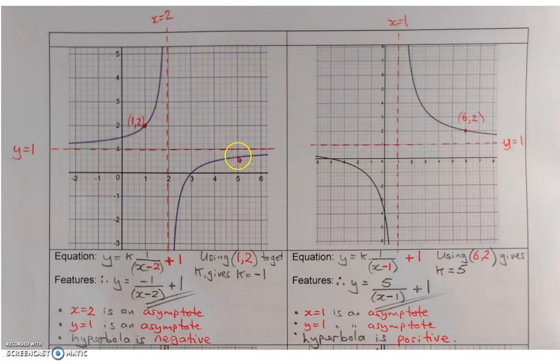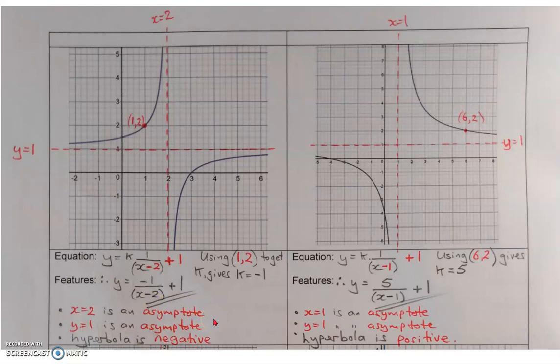If we look at the way the graph behaves going this way, we can see that it's getting closer and closer to this red dotted line there, and the same is true of the curve going this way. Well, this line here is y equals 1. That's its equation. So it too is an asymptote. So of the features that we're quoting, x equals 2 and y equals 1, they are both asymptotes.